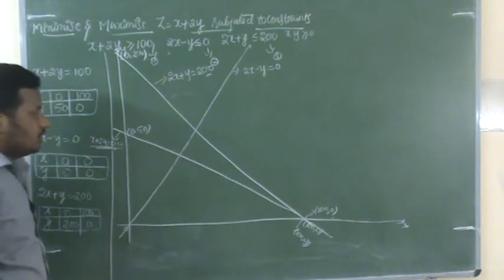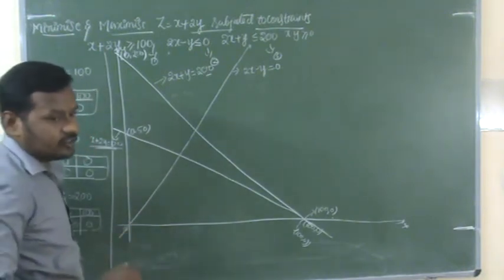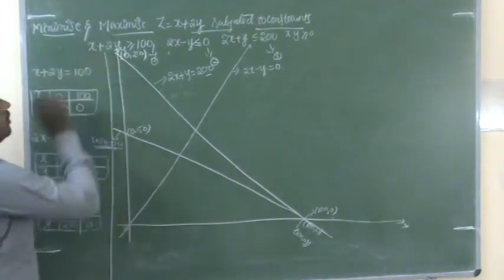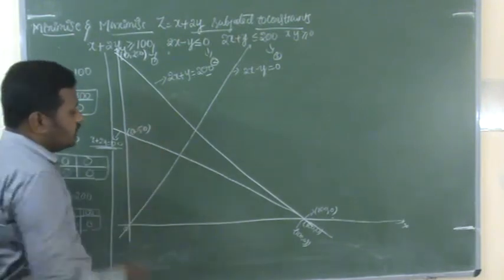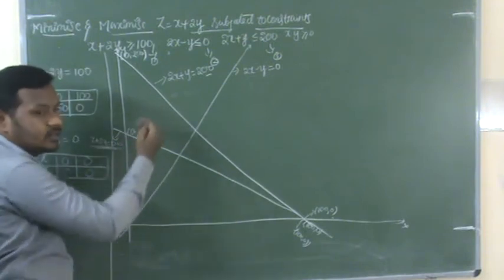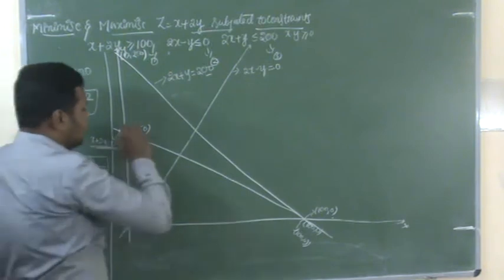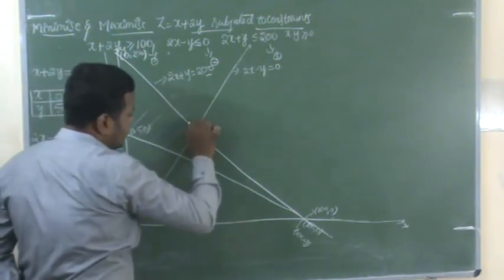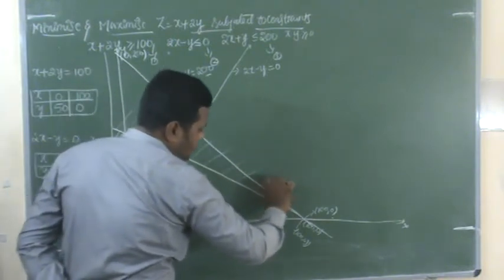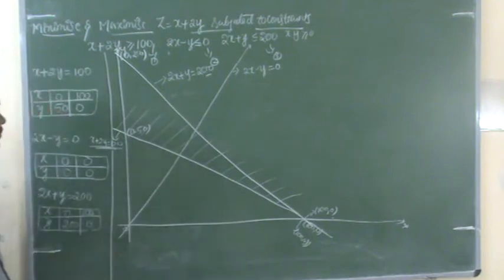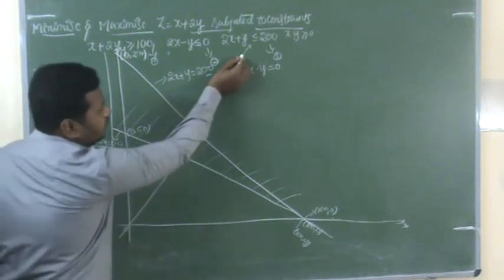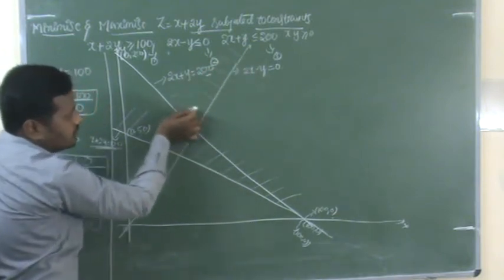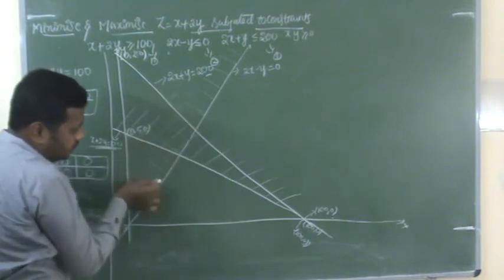Now first, to find the shaded region, the visible region, for the first equation, x plus 2y is greater than or equal to 100, so the shaded region moves towards the upside. This is the shaded region for the first equation. Now for the second equation, which is less than or equal to 0, moving towards the left hand side, this is the shaded region for the second equation.